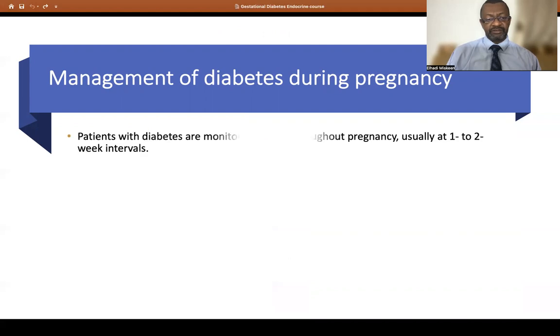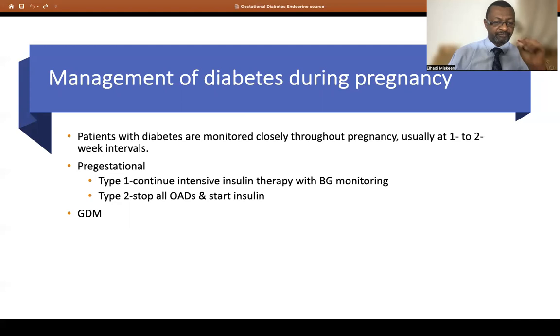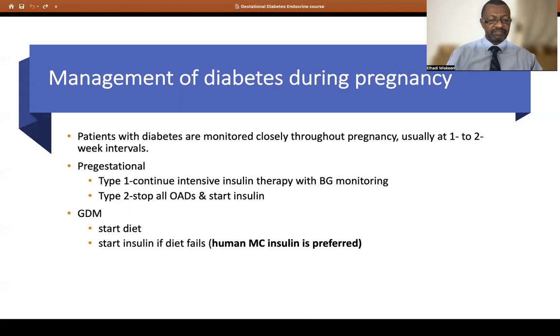Management of diabetes during pregnancy: patients with diabetes are monitored closely through pregnancy, usually at 1 to 2 week intervals. Pre-gestational type 1 continues intensive insulin therapy with blood glucose monitoring. Type 2 should stop all oral anti-diabetic drugs and start insulin, while in GDM, you should start firstly with diet control, start insulin if the diet fails, and human insulin is preferable.